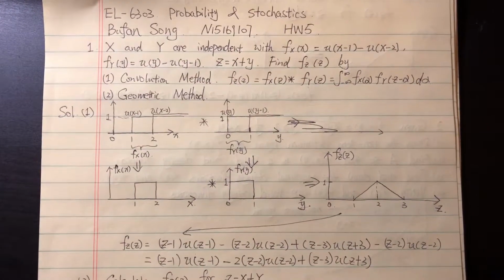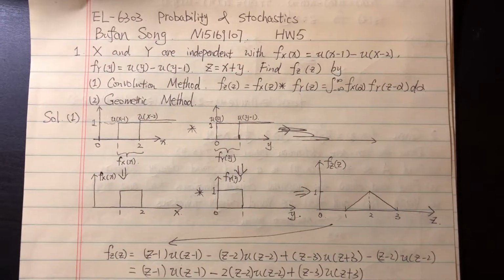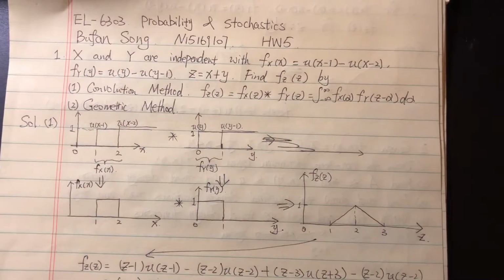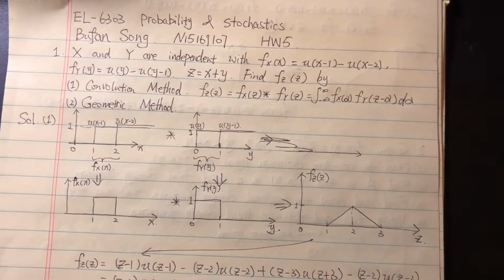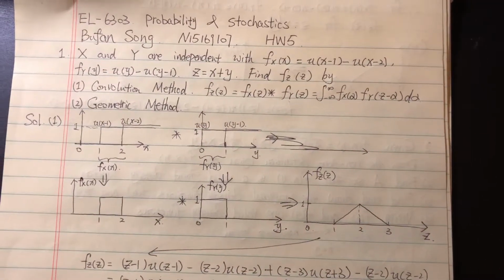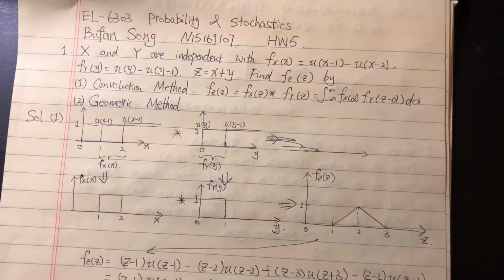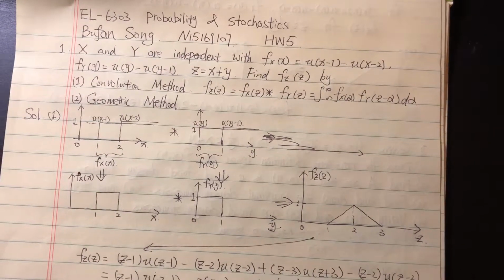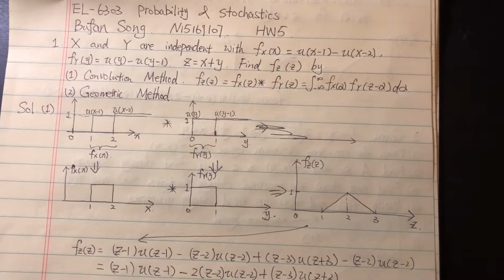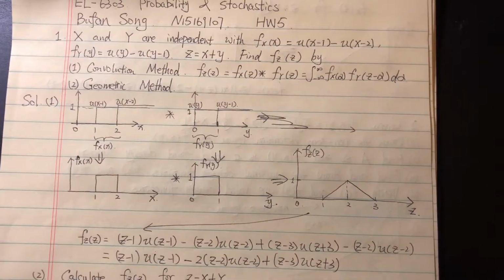This is homework 5, question 1. From the question, we can see that x and y are independent, with fX(x) equal to u(x-1) minus u(x-2), and fY(y) equal to u(y) minus u(y-1), and Z is equal to X plus Y. We are asked to find fZ(z) by the first subproblem, the convolution method.